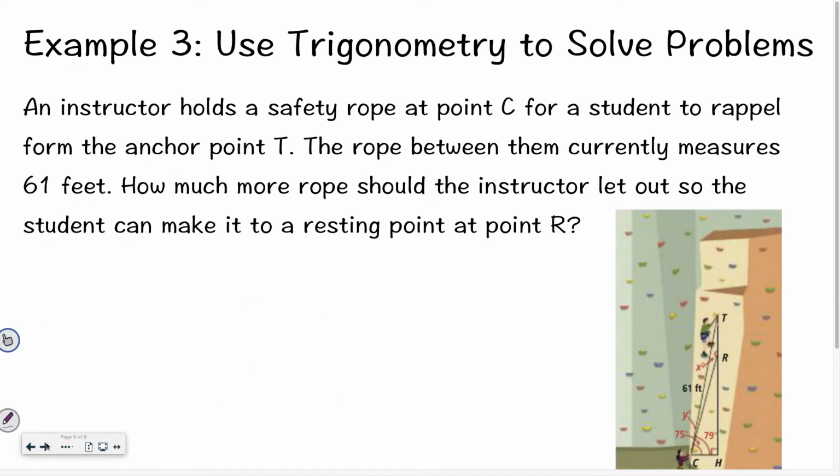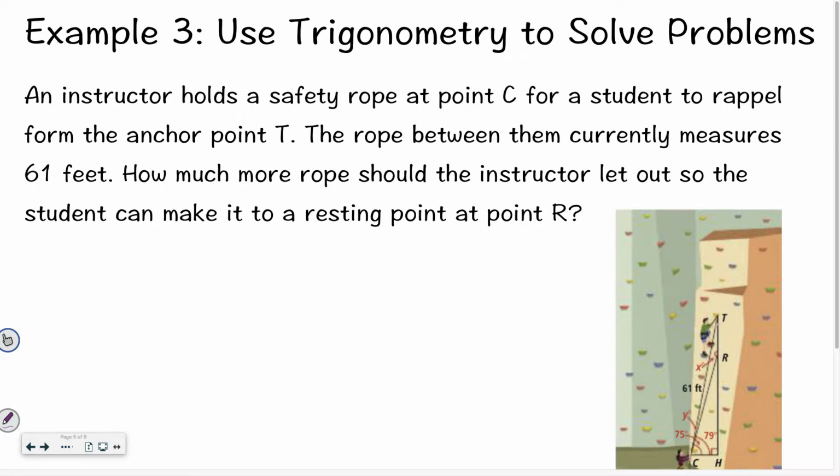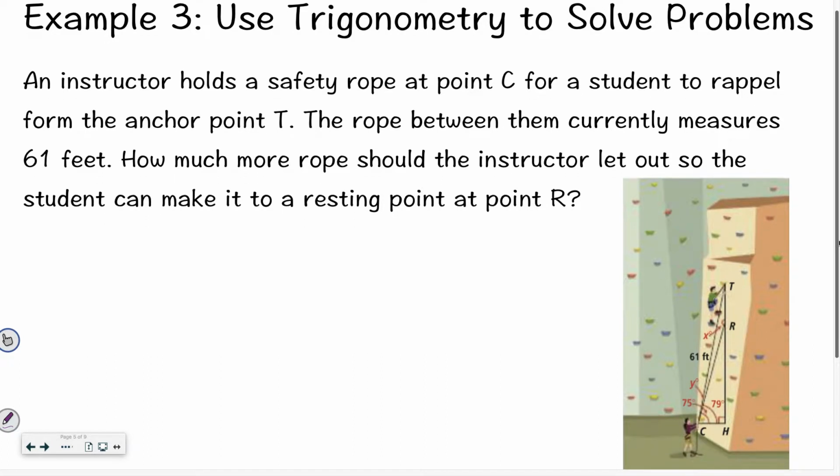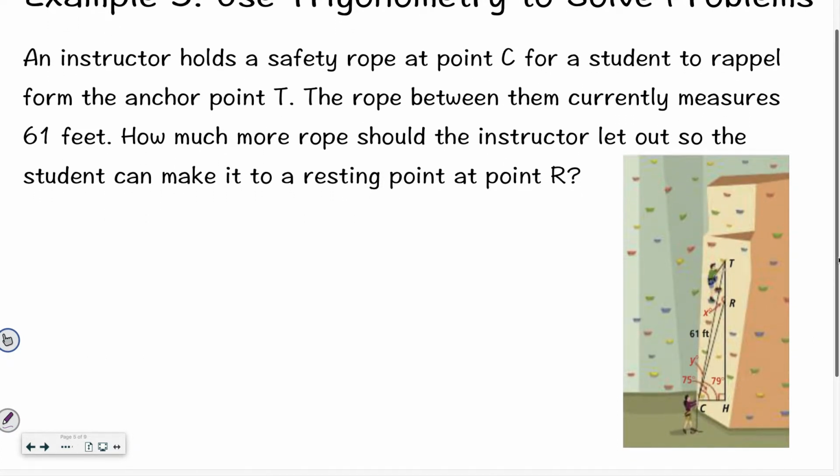All right, example 3. This one is going to have a few steps, so hang in there, okay? We know an instructor holds a safety rope at point C for a student to rappel from, sorry, that's a typo, it should say from the anchor point T. The rope between them currently measures 61 feet. How much more rope should the instructor let out so the student can make it to a resting point at point R? All right, so we have a couple of different triangles happening here.